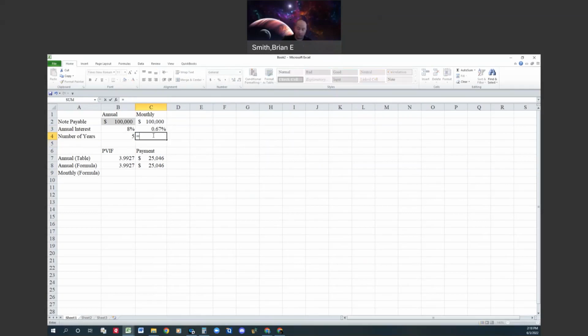Whoops, what did I do? This times 12. That's it. Okay, so we have 60 periods now. Now, you're not going to be able to go find a present value interest factor table that shows you a 0.67% at 60 periods. Just doesn't exist, okay? That's why you have to use the formula when you do this method.